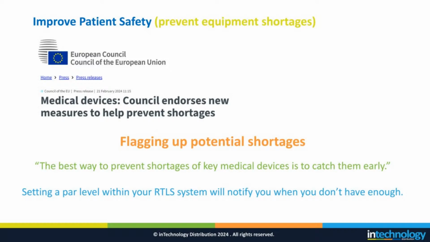What they're basically saying is the best way to prevent shortages of key medical devices is to catch them early. In other words, if you see that you're running low, or you need more ventilators, or more cardiac machines, or more IV pumps within a certain area, you want to catch that early and fill that shortfall. And you want to do that in an automated fashion. Obviously, someone's going to need to take the asset there, but you need to know that asset needs to be there before it needs to be there, if that makes sense.